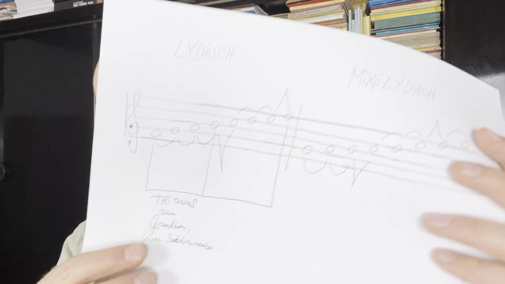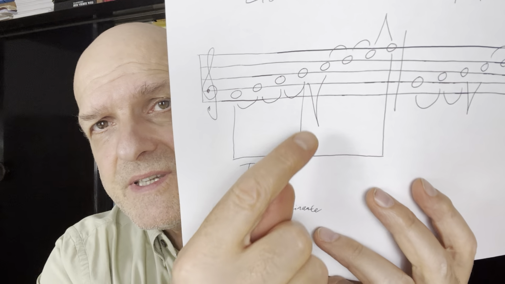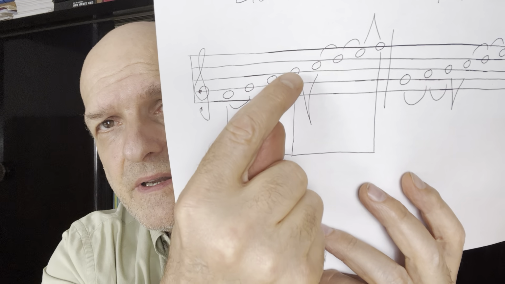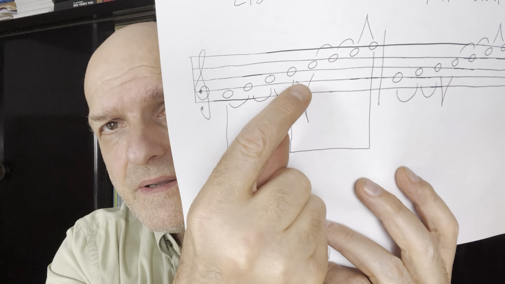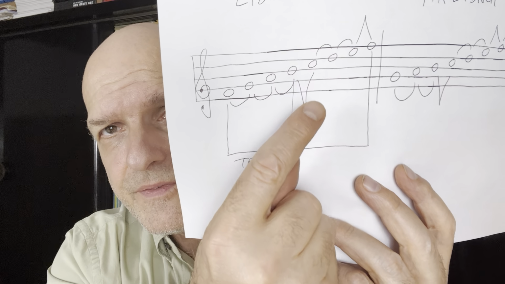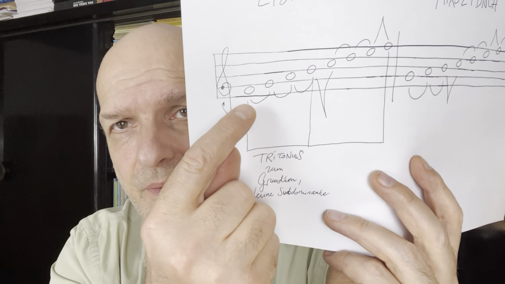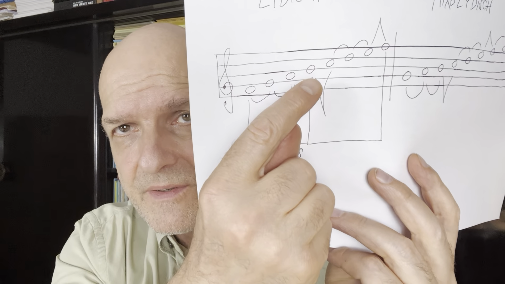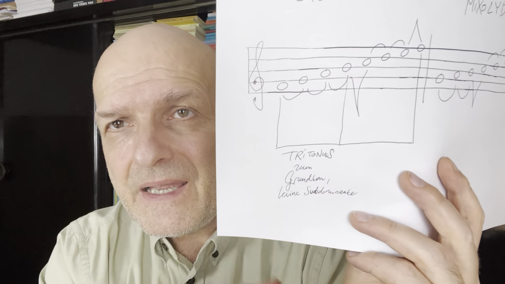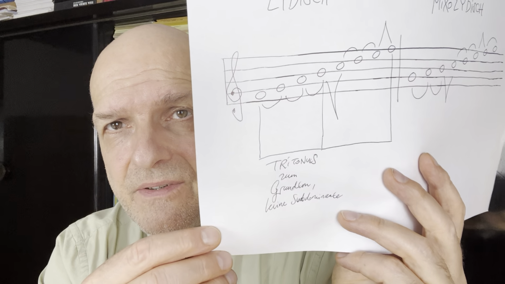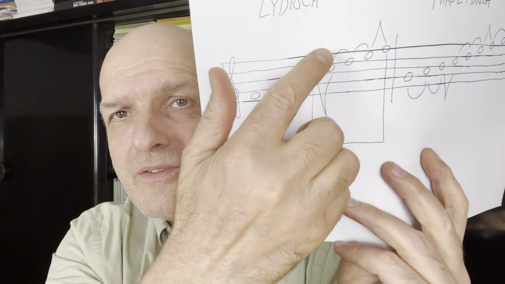Then we have the Lydian mode. And in the Lydian mode, it's very obvious here. We have this half tone from the fourth to the fifth note. But this means that from the tonic to the fourth note, to the subdominant, it is an augmented triad. And this means we have here the tritone.